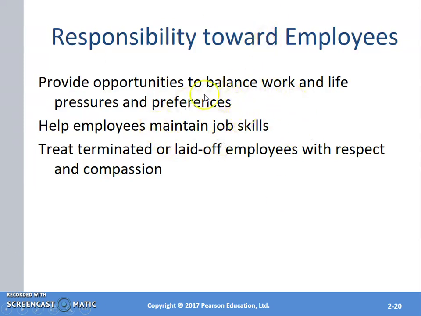At the same time, when the employees are not under pressure, they will maintain their job skills. So how do we maintain the employees' job skills? By using training. Usually we will send them for training, so they will develop their skills.